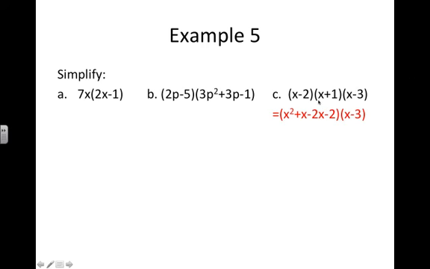So x times x, those are our first terms, is x squared. X times 1, our outside terms, gives us plus x. Negative 2 times x for our inside terms gives us negative 2x. And then negative 2 times 1 for our last gives us negative 2.